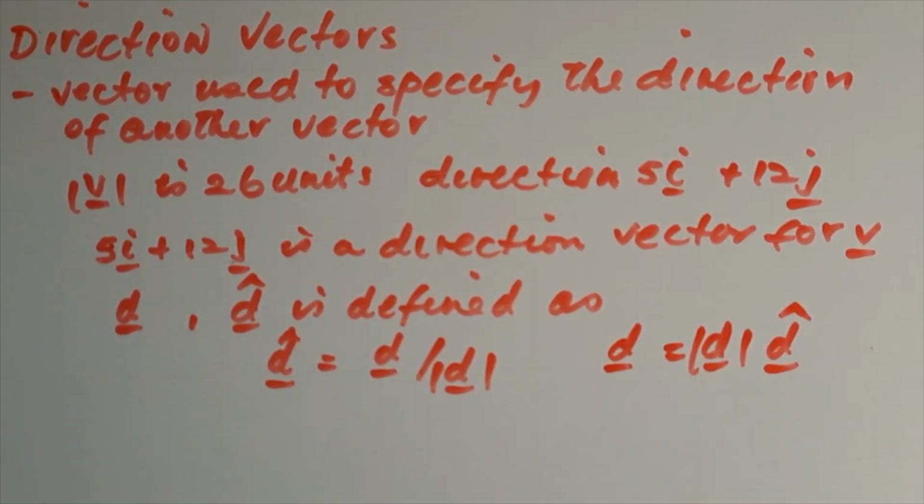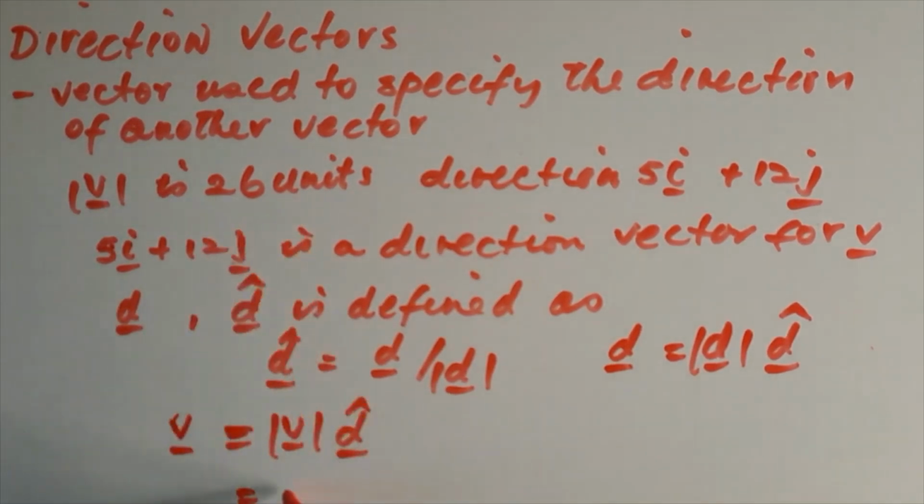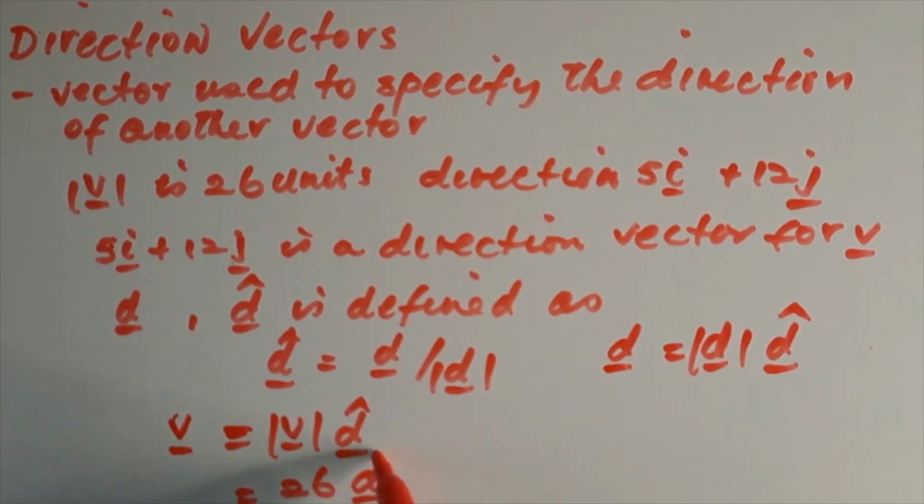We also know that any vector is the product of the magnitude and the unit direction, and so we can write that the vector v is equal to its magnitude times d hat. We know the magnitude is given here as 26 units, and all we have to do now is multiply that by d hat.